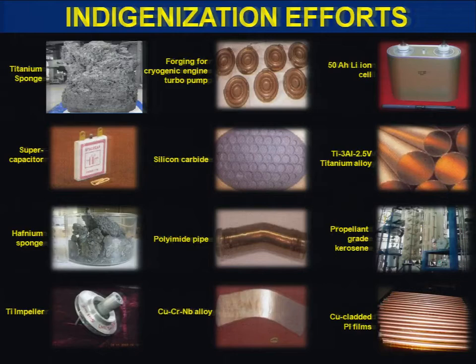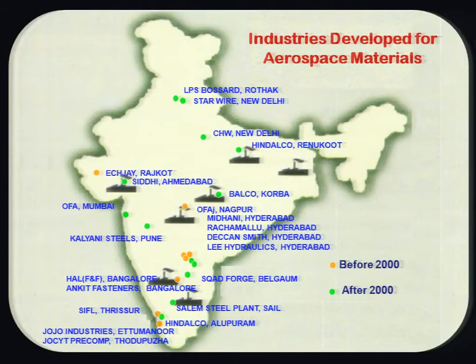Then this is just a summary of some of those indigenization efforts that have happened, which shows from titanium sponge to copper cladded films. In this process, during the year, you can see where all these companies are located. Almost about 7 before 2000, almost about 12 after 2000. In all these places, ISRO has supported these industries to come out with the indigenous realization of these materials and components. And these materials have also been converted into finished products, and this is a fairly wide distribution within the country.